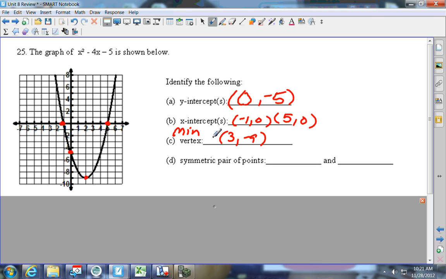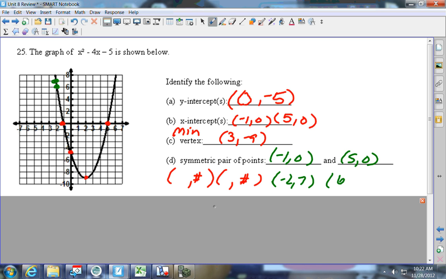Name two pairs of symmetric points. Symmetric points, remember, they have the same y numbers. So one set of symmetric points could be -1, 0, and 5, 0. Or I could go up here and see where they cross, like right here. This is -2, 6. Or no, maybe it's this one up here. Yeah, it looks like it's up there. So let's see, -2, 7, and 6, 7. All you need to look at is make sure the y numbers are the same.